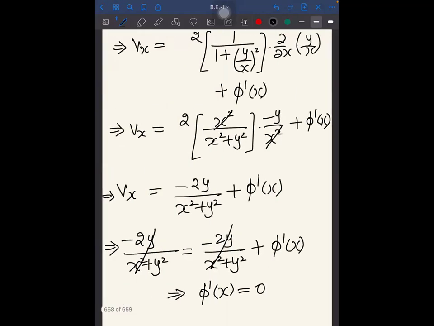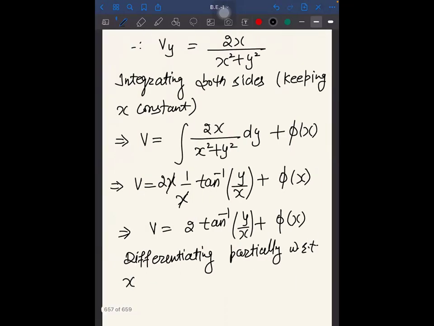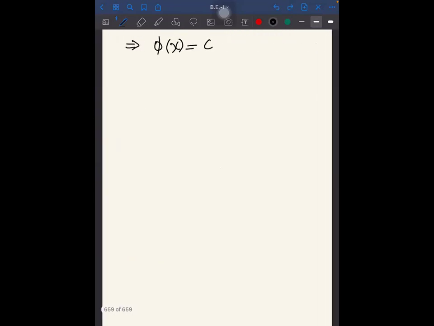And so what will be your v, right? So you started by this thing. That was your v. So you need to put phi x to be equal to c. So that means your v will be 2 times the tangent inverse y by x plus c. Yes. Are you with me on this? Yes, sir. Okay. So we will prove that Vx and Vy, right? So you can prove this, I guess.